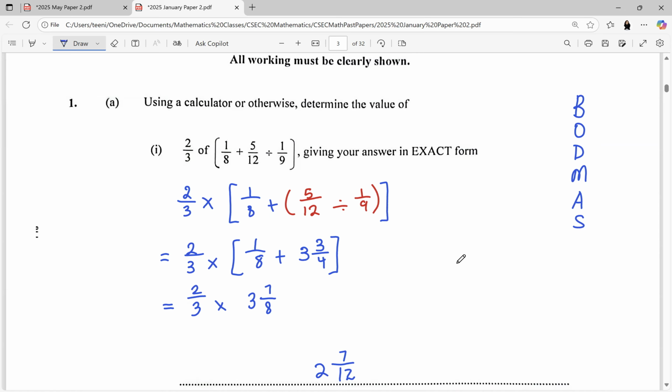So let's try just typing the whole thing on our calculators. 2/3 times, open brackets, 1/8 plus 5/12 divided by 1/9. Type that whole thing into your calculator, guys. You need to use your brackets. And everybody, I'm going to ask each of you to tell me your answer in 1 minute.